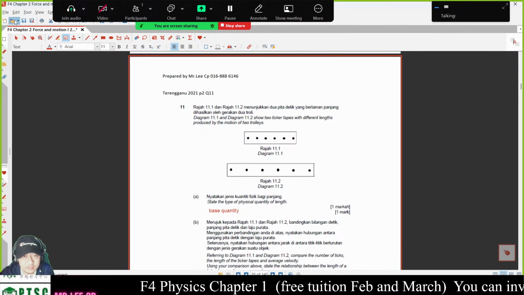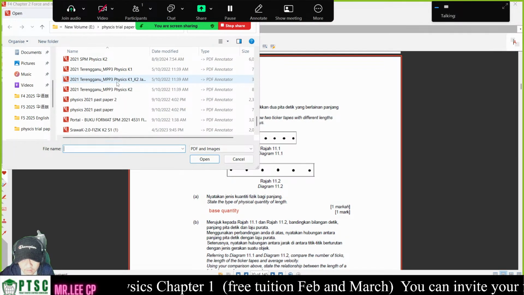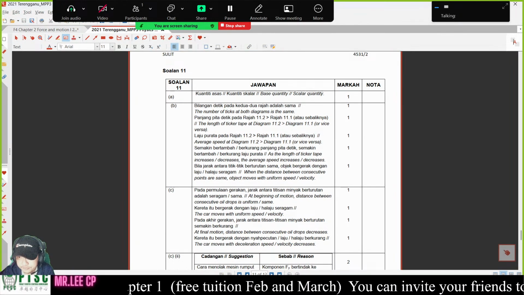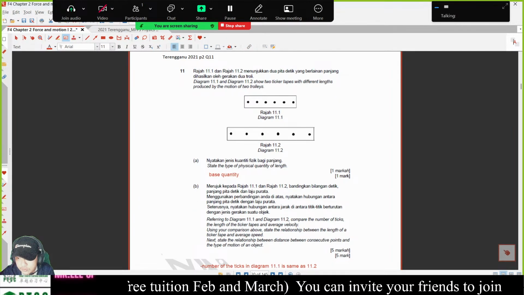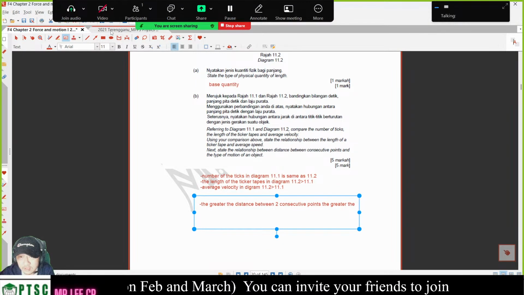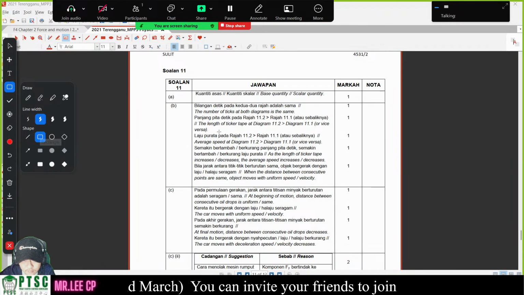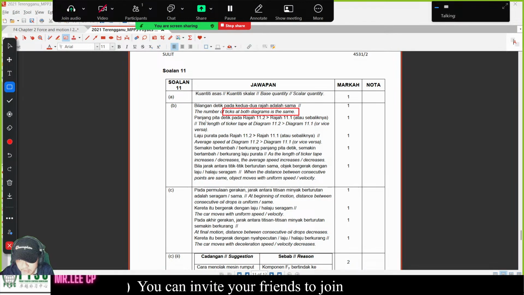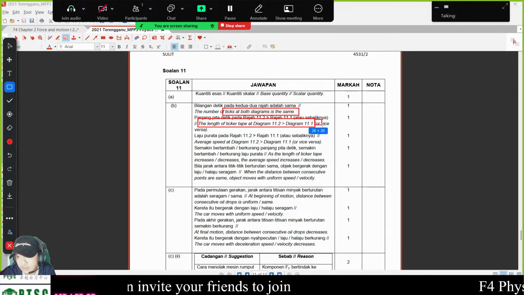Terengganu 2021. Question 11. So this is vector quantity or scalar quantity, up to you. You want to write vector quantity or scalar quantity, up to you. Now B is the first one. The number of ticks on both sides are the same. Okay. The length of the ticker tape in 11.2 is greater than 11.1, or vice versa.